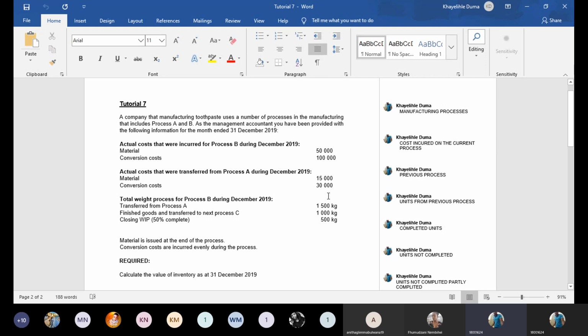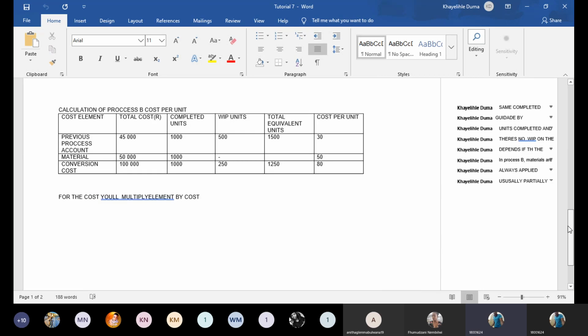And then units that were completed or finished and transferred to the next, it means that those ones were completed. How many of them? 1,000. You quote that 1,000 as it is. You come and put it under completed units. There it is. Right.